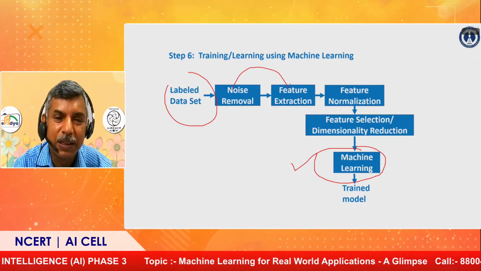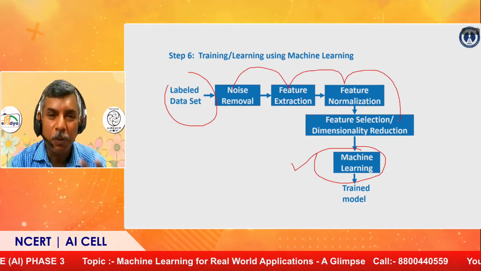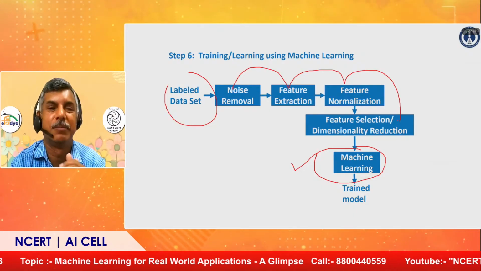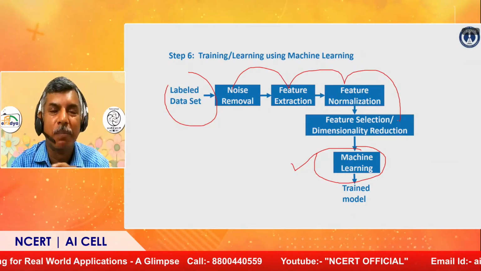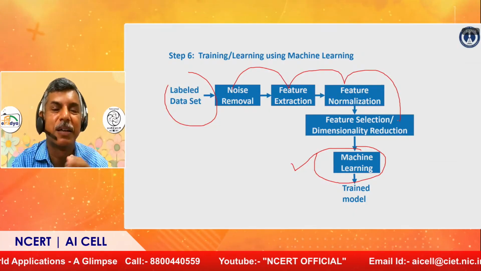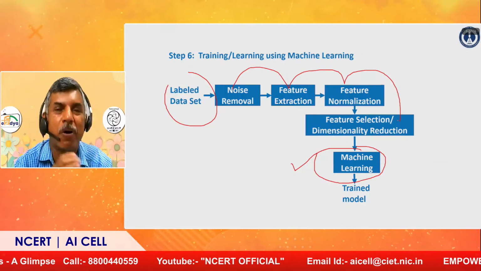We will be doing certain different processes. Those processes will help the data to get well prepared, so that machine learning will be able to learn much better. Then we will finally get something called a trained model.